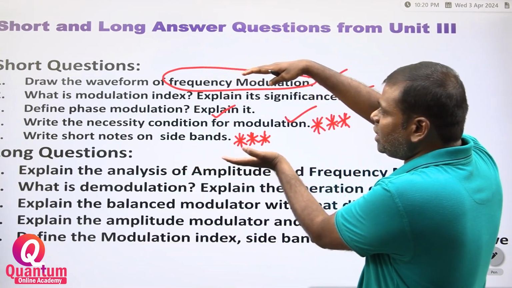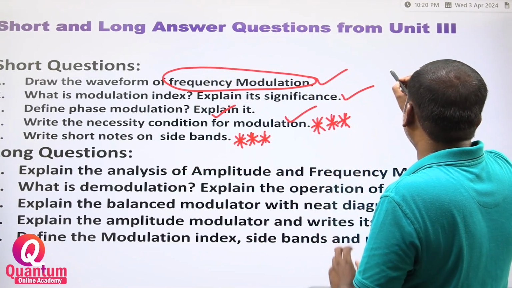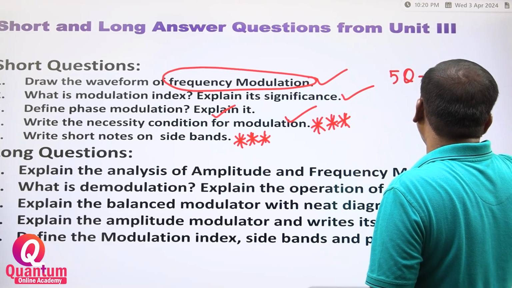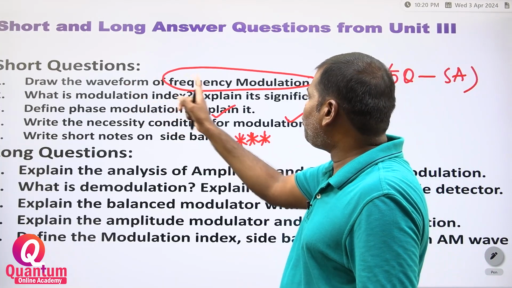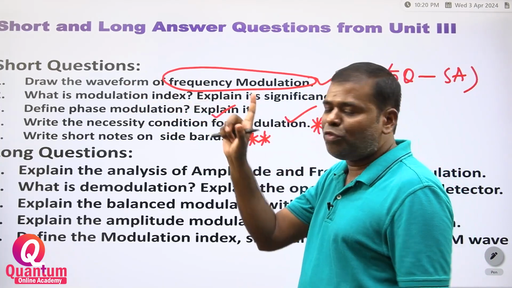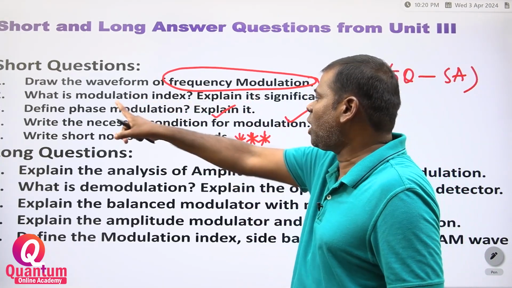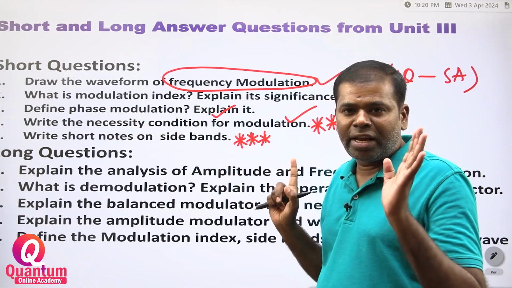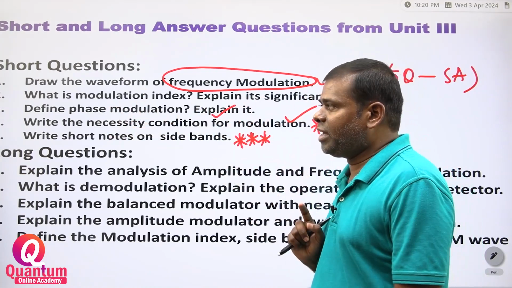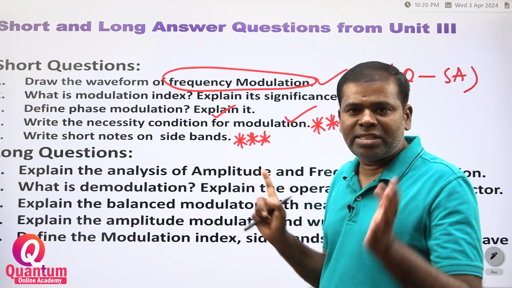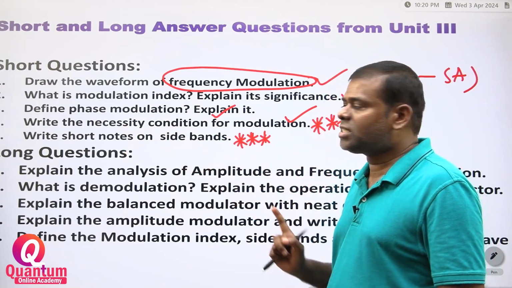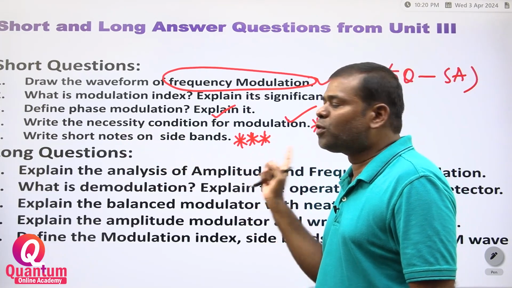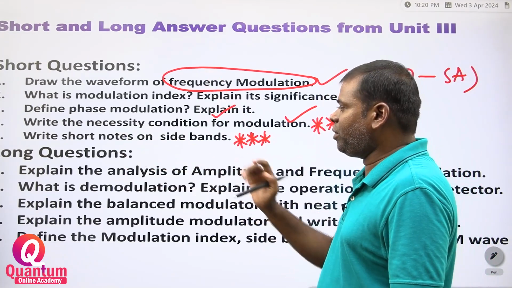Once again you have to see the short questions. 5 short questions I gave. Only 5. Draw the waveform of frequency modulation. What is the modulation index? Explain its significance. Define the phase modulation and explain it. Write the necessity condition for modulation. Next, write a short note on side bands. These are the 5 questions.